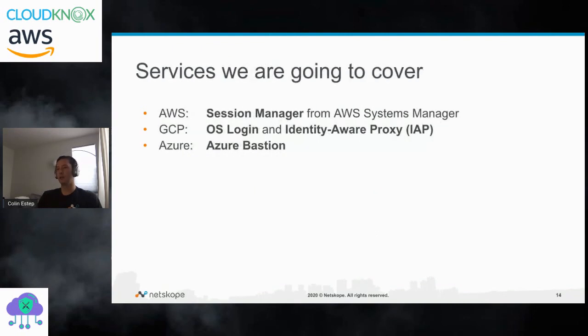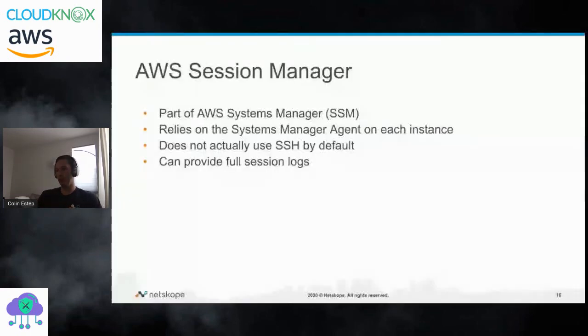So I'll cover that. With that, let's dive into the actual services themselves. I'm going to cover Session Manager, which is part of a bigger service called AWS Systems Manager in AWS. And then GCP has OS Login and the Identity Aware Proxy, or IAP. And then Azure has the Bastion service. So these are the three that I'm going to cover. So first, let's start with AWS.